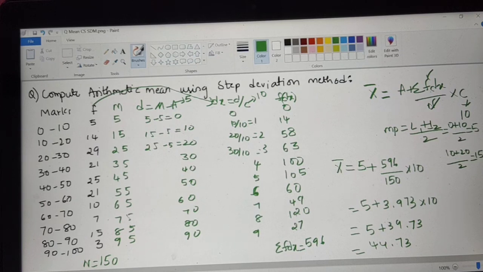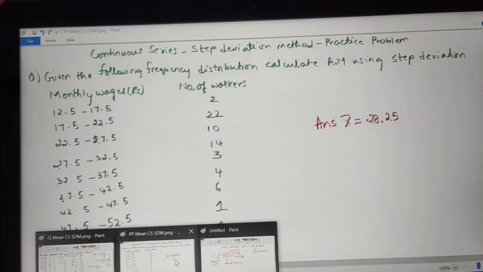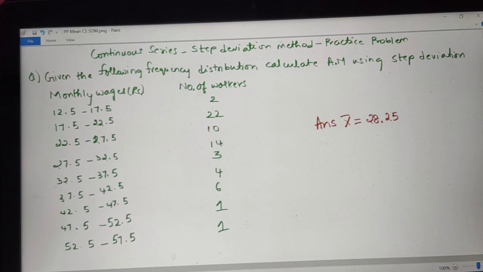I can show you the practice problem for the day here. So here is your practice problem related to the step deviation method. The answer is given to you in red colored ink.